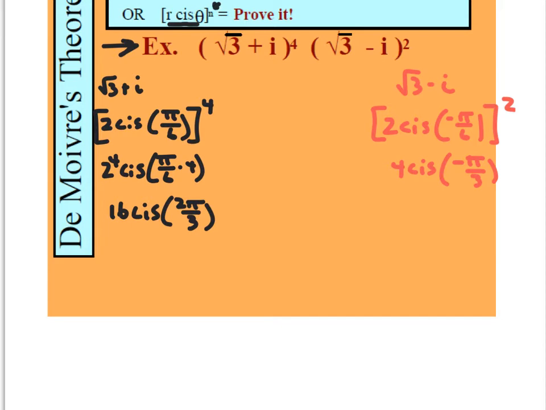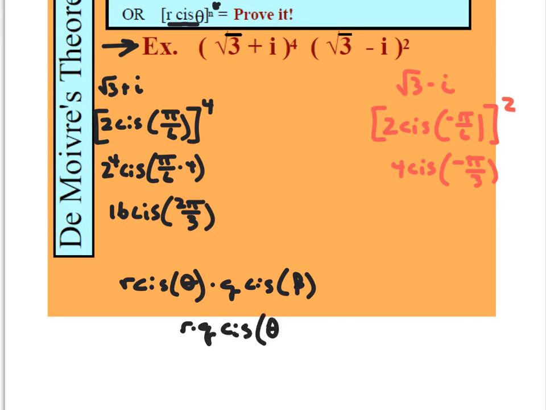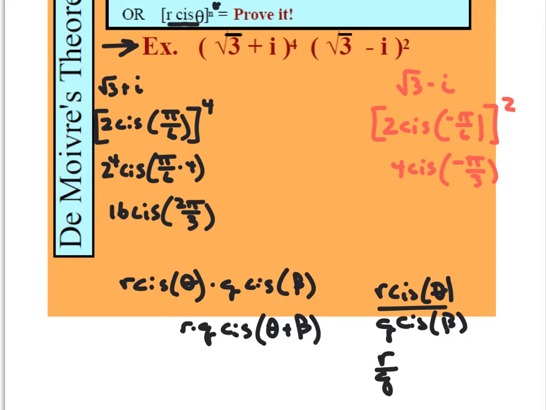Now here's another part of De Moivre's theorem. When I take r cis theta and I multiply it by q cis beta, multiplication, kind of like logarithms and exponentials, would just be the product on the outside, cis, and you're going to add those angles. Okay, if you are dividing, just for reference, if it was r cis theta over q cis beta, we would divide our coefficients, but we would subtract our angles.